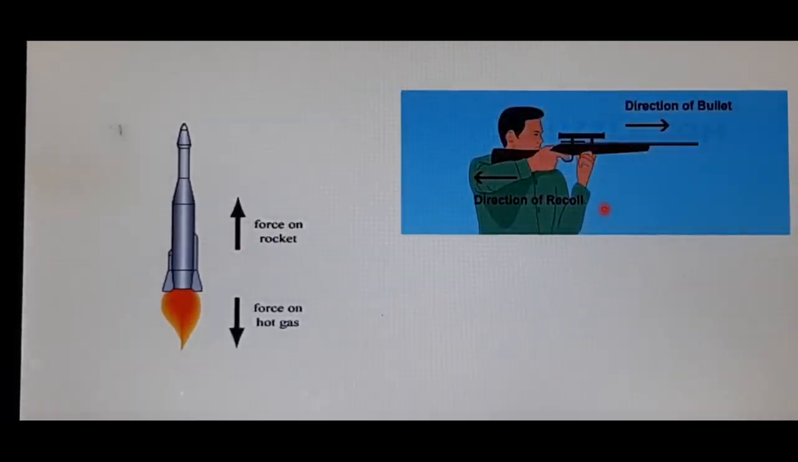Now, recoil of the gun. When the gun is fired, you can see the bullet will move in the forward direction, but on your shoulder you will feel a jerk in the backward direction. So the direction of the bullet and the direction of recoil are both in opposite directions. One thing is action and the other thing is reaction. So this is also an example of Newton's third law of motion.